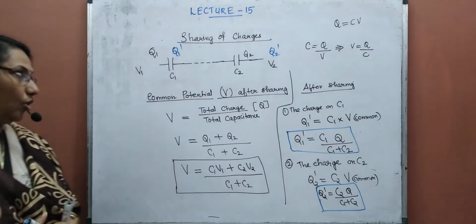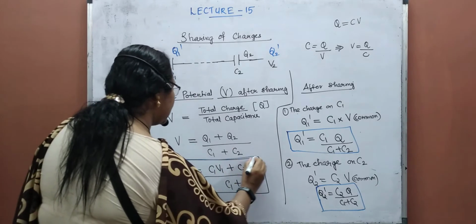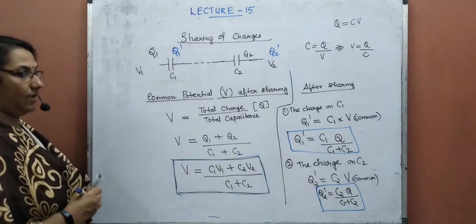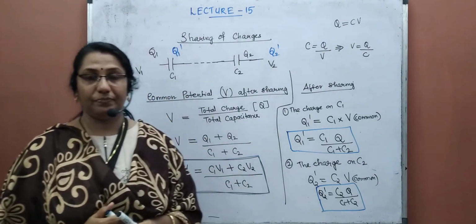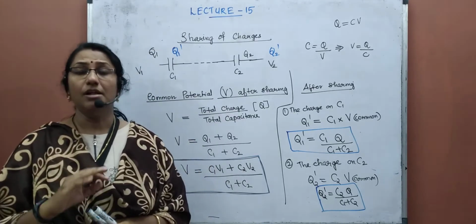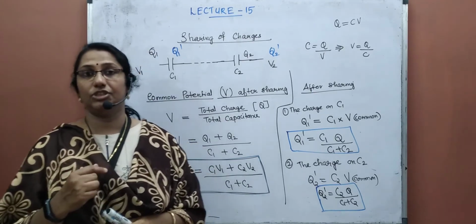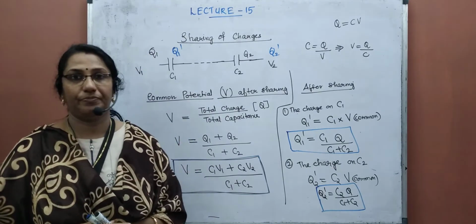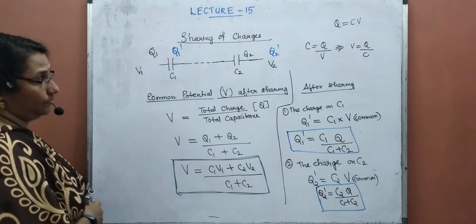Okay. So what is the common potential after sharing? The common potential after sharing is C1 V1 plus C2 V2 by C1 plus C2, and the charge on each capacitor after sharing, Q1 dash, is equal to its capacitance C1 into Q, the total charge, by C1 plus C2. Similarly, the charge on the second one after sharing is its capacitance C2 into total charge Q by C1 plus C2. Is it clear? Okay, and during this process, some energy is lost.